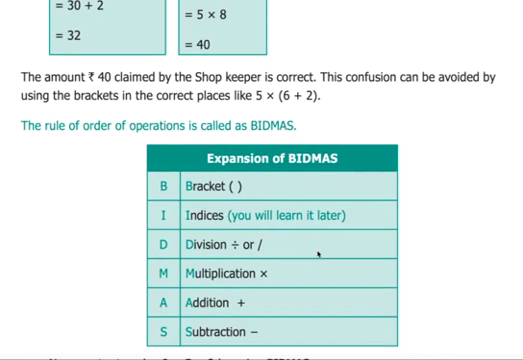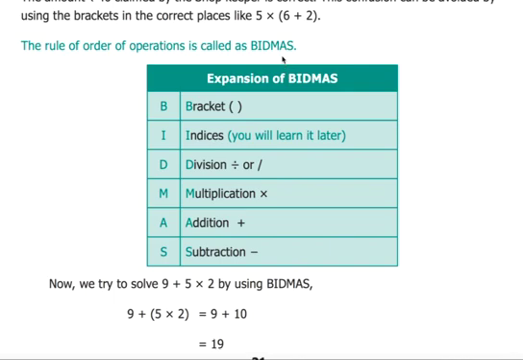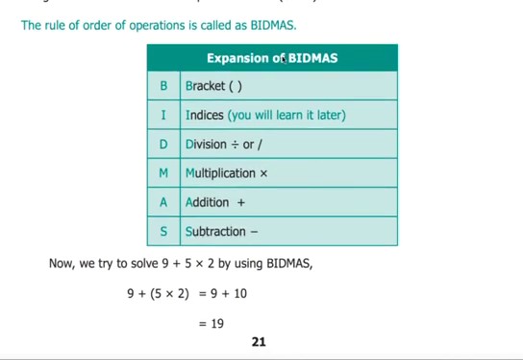So the rule of order of operations is called BIDMAS. It is not BODMAS, it is BIDMAS. Okay. B means bracket. I means indices. Okay, we will be learning it later. D means division. M means multiplication. A means addition. S means subtraction.